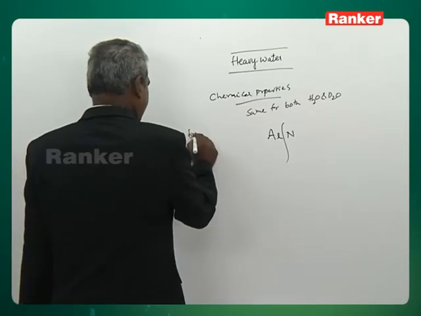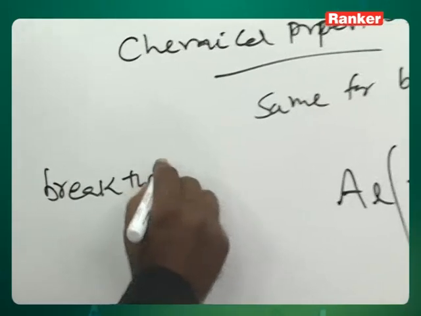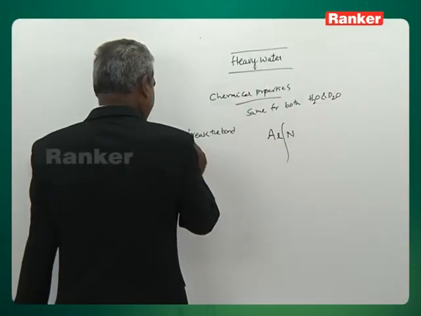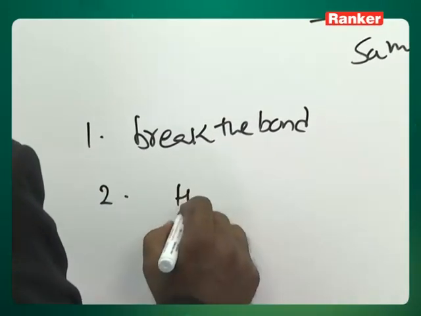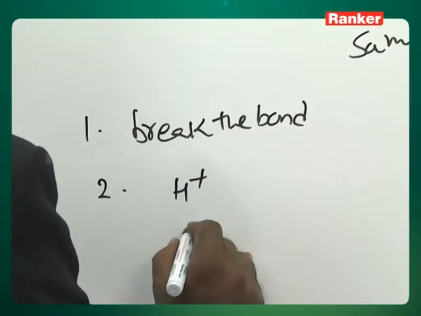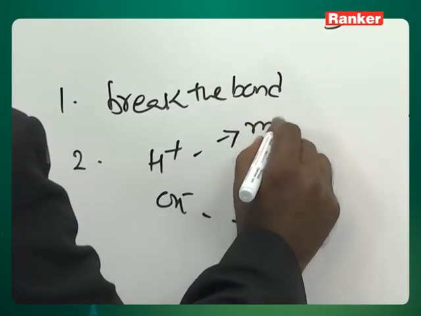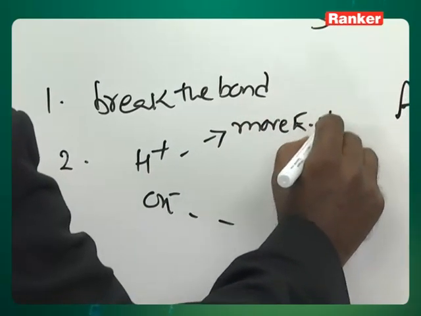Hydrolysis means break the bond. Which bond? Break the bond between two atoms. H plus goes on one side, OH minus goes to the other side. Where will H plus go? To whoever is more electronegative. Who is more electronegative?